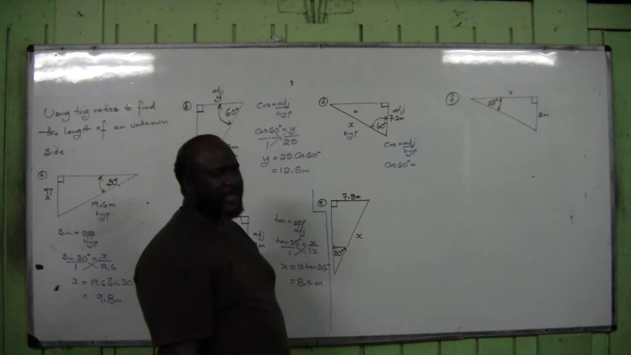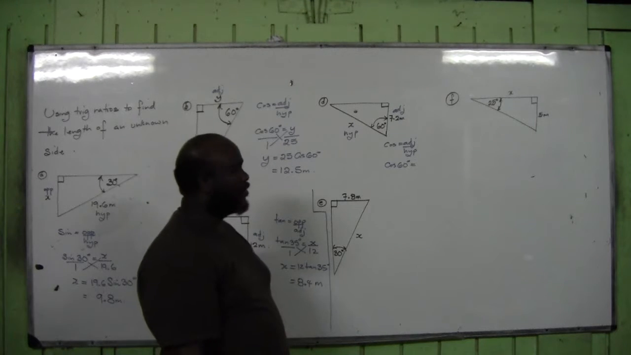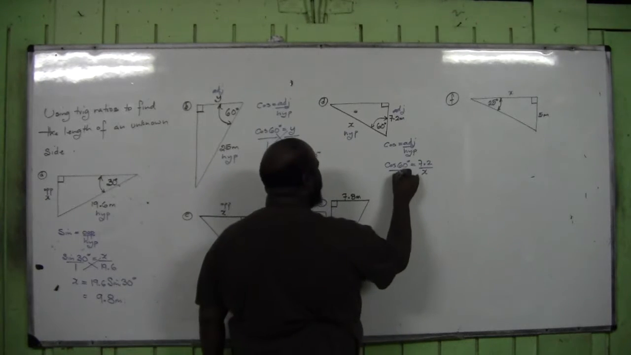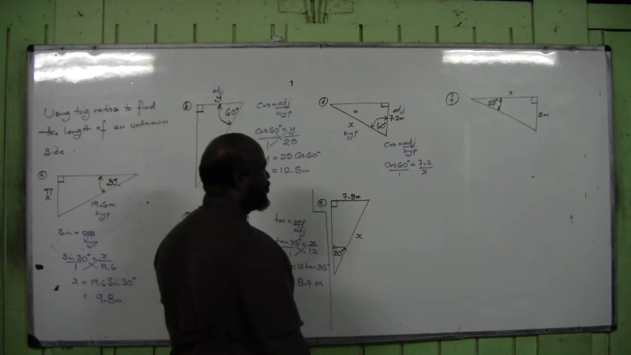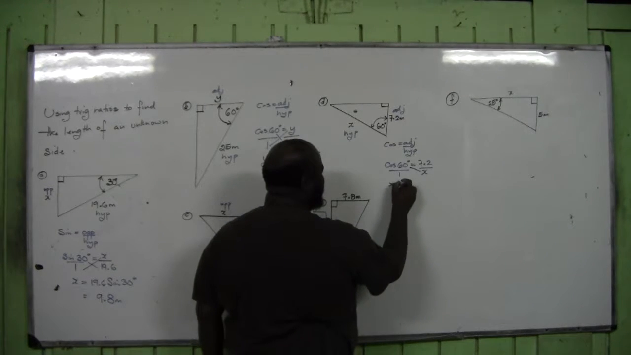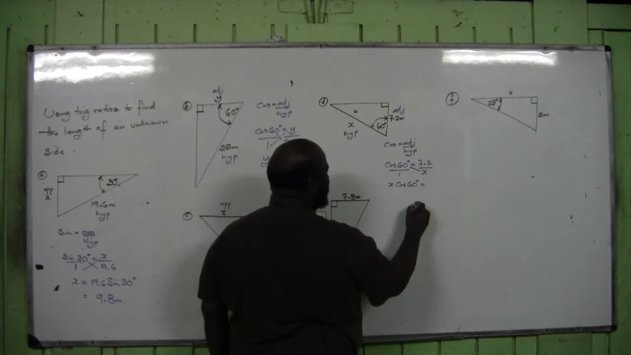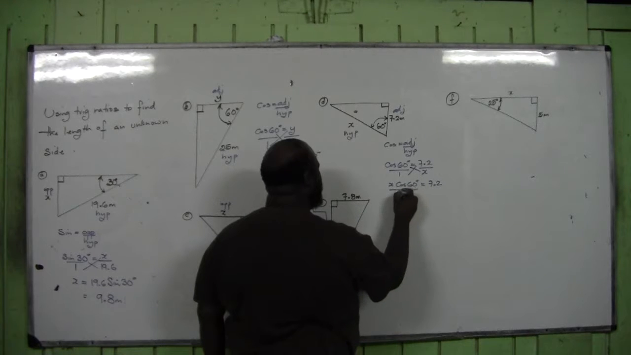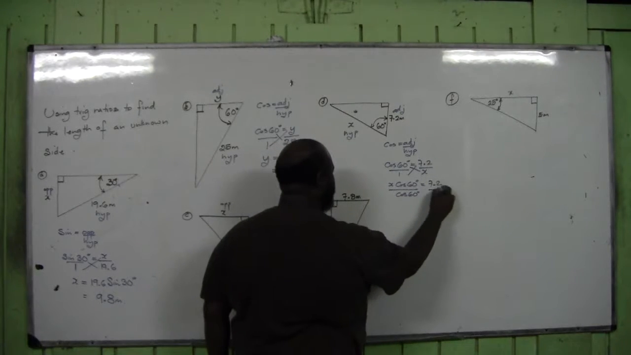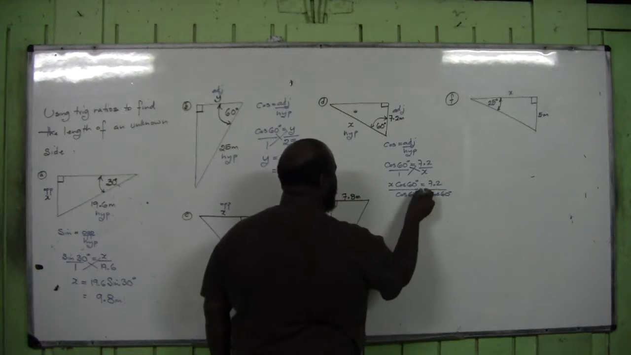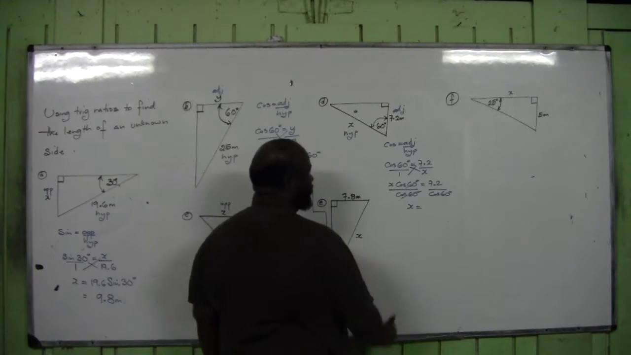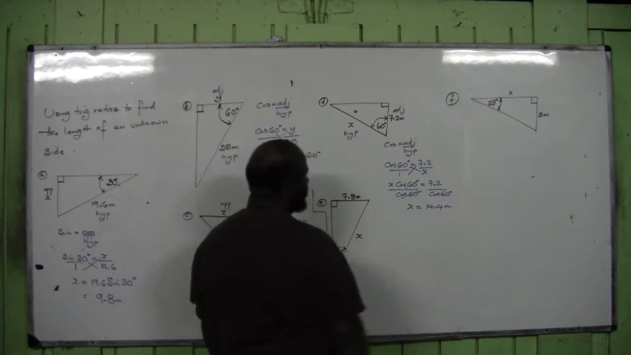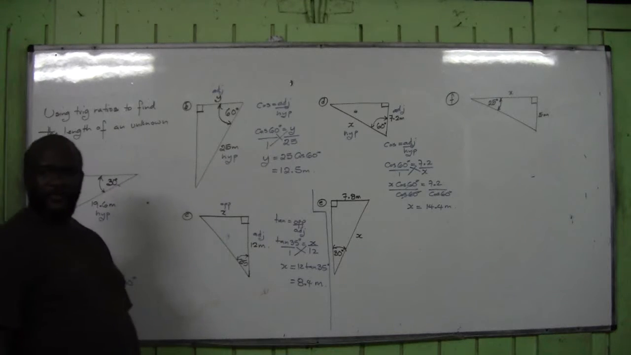Is equal to the adjacent side. Which side is adjacent? 7.2. 7.2 hypotenuse. If I have one fraction is equal to one fraction, what do I do? Multiply. So this is x times the cosine of 60 is equal to, what is 1 times 7.2? 7.2. Divide both sides by the cosine of 60. This goes, x is equal to what? 14.4 meters.